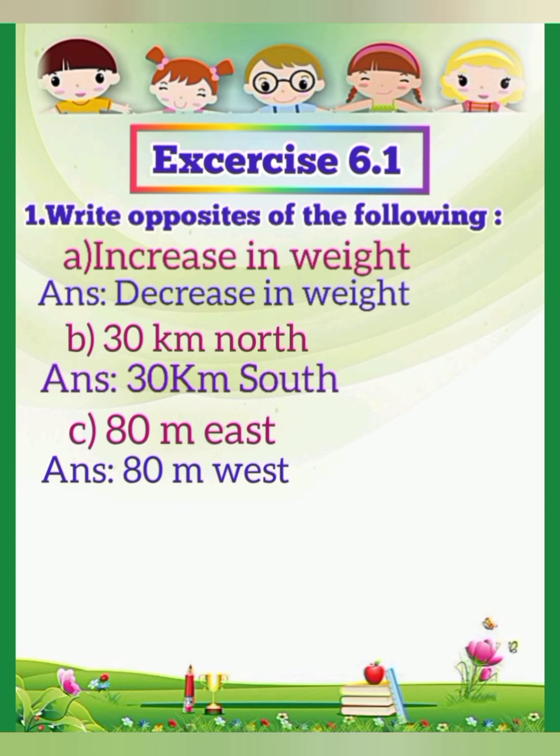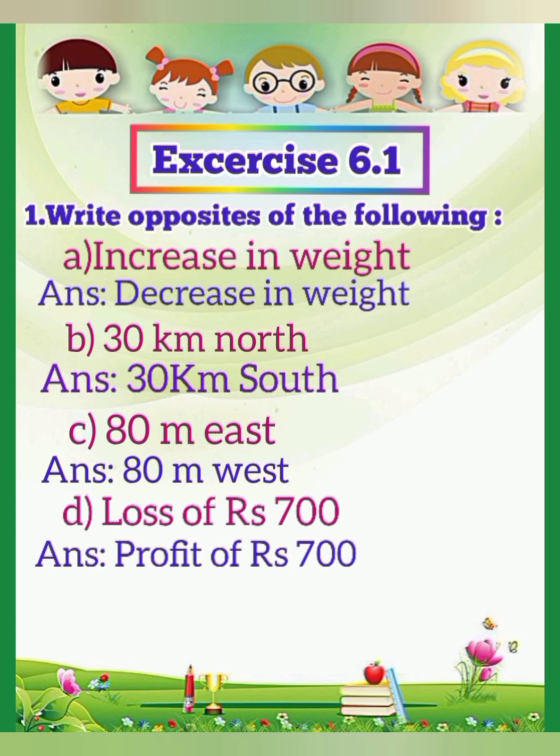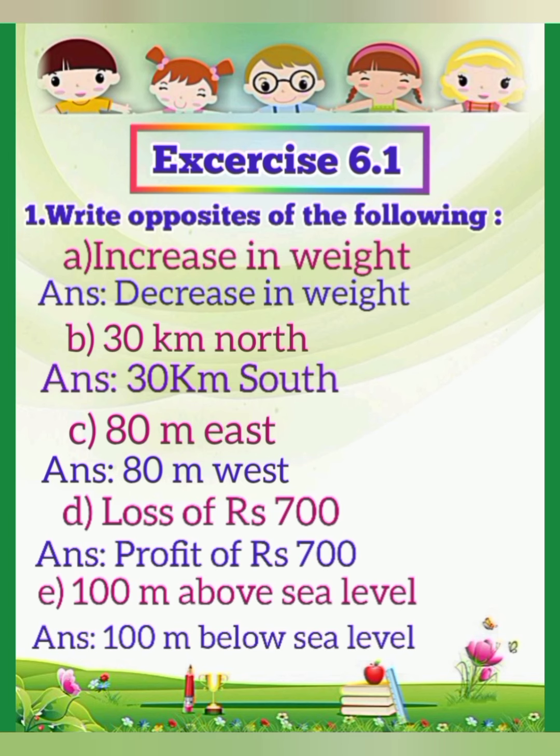Isn't it so simple? Now, loss of rupees 700. The opposite of loss of rupees 700 is profit of rupees 700. 100 meter above sea level, 100 meter below sea level. Isn't it so simple to write all these opposite forms? Yes, my dear students. Now in this way we have completed question number 1, all these 5 sub-questions.